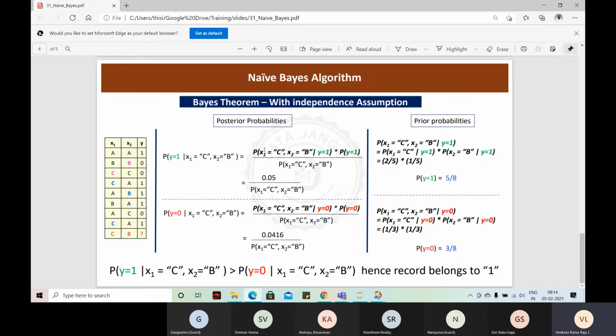So because of the independence assumption, we were able to calculate this numerator probability. So this is the probability, and the probability of y is equal to 1 is 5 by 8. We multiplied these two numbers, this part and this part, and we got this. And again we calculated the same thing for the y is equal to 0 part, and then multiplied. And if you look at this, the probability of y is equal to 1 is greater than y is equal to 0. Hence the record belongs to 1.